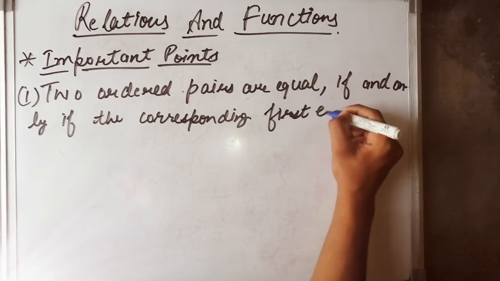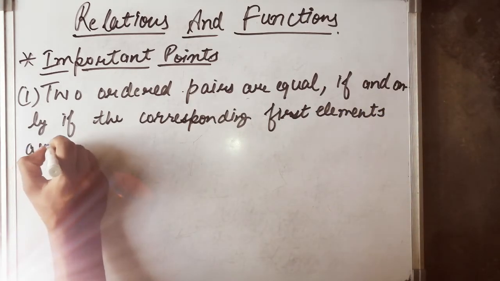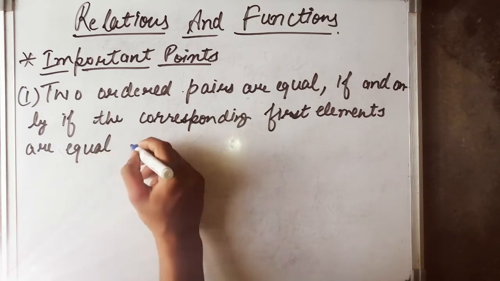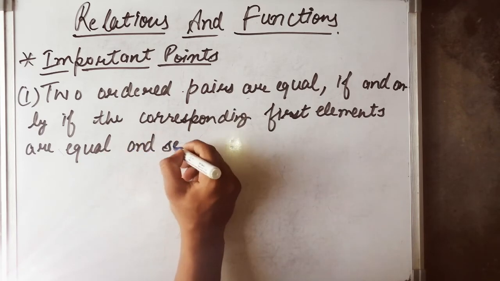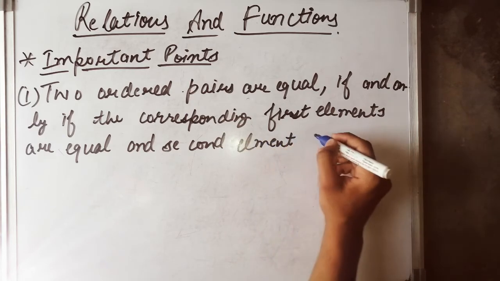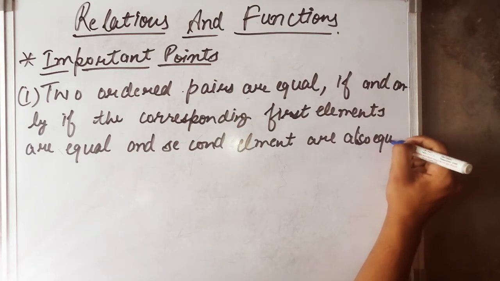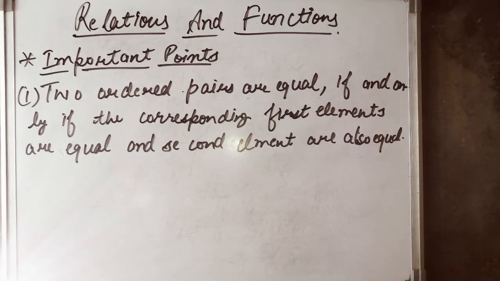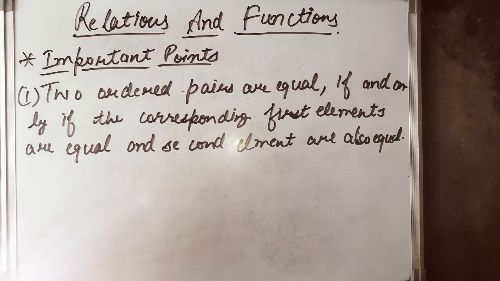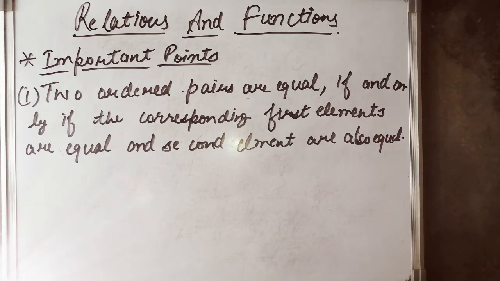First elements are equal, and second elements are also equal. It means that two ordered pairs are equal if and only if the corresponding first elements are equal and the second elements are also equal.